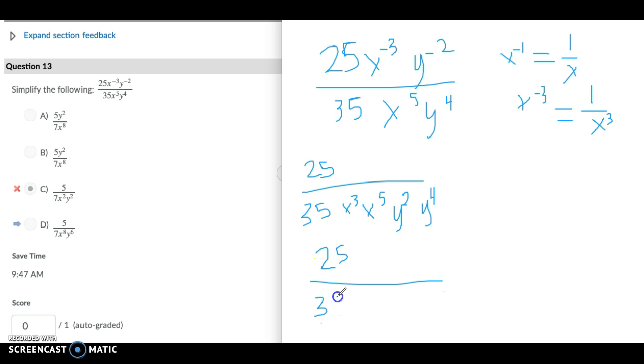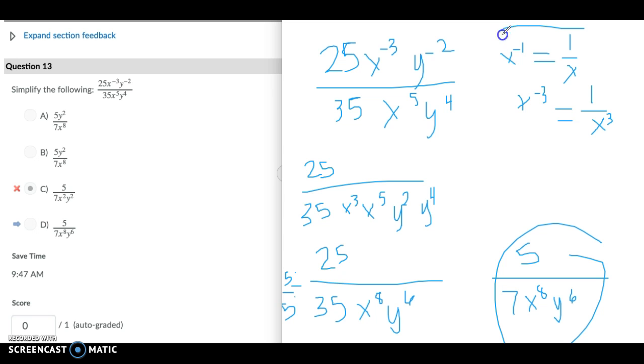So I have this. 3 and 5 more is 8. 2 and 4 more is 6. The last step is I know both of these numbers are divisible by 5. So 25 divided by 5 is 5. 35 divided by 5 is 7. So my answer would be a 5 on the top, and then 7, x to the 8, y to the 6 on the bottom. So you really have to understand this before you can do these problems.